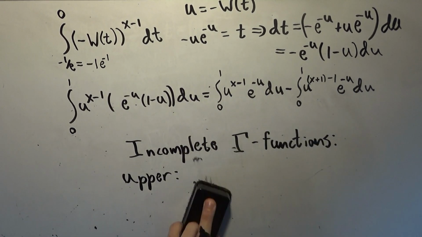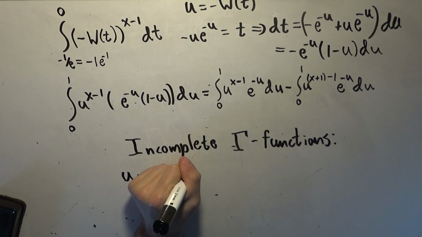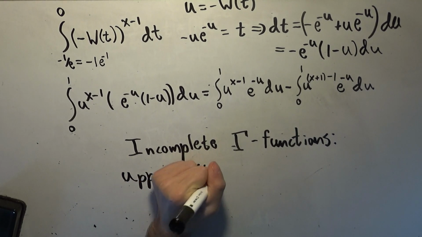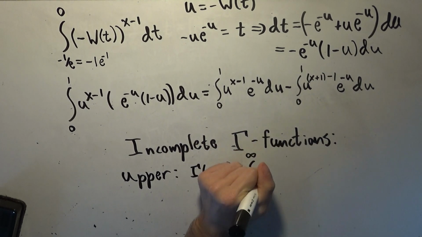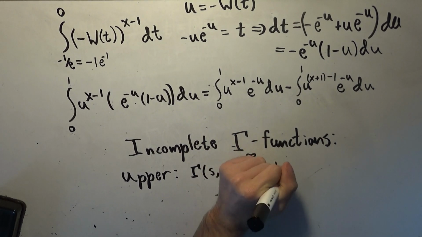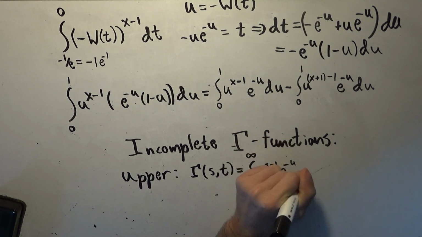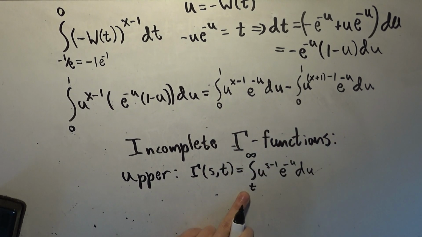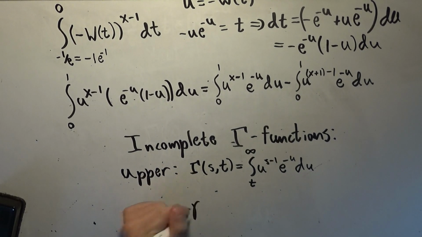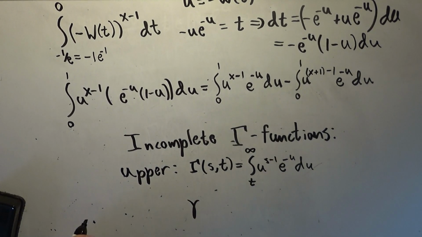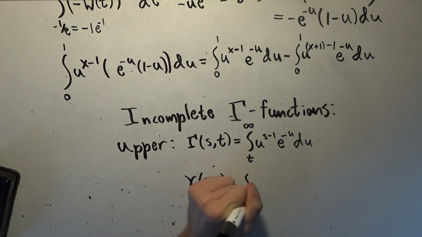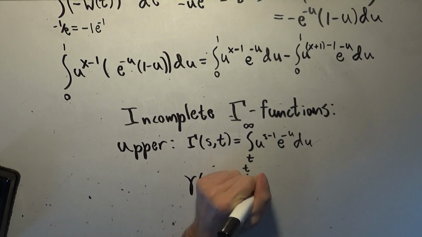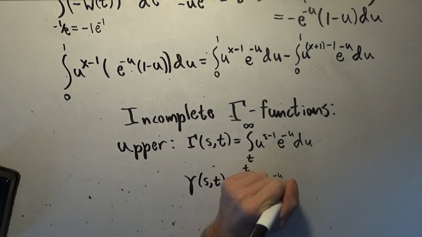There is an upper one, usually denoted like so. So capital gamma of s comma t is the integral from t to infinity of u to the s minus 1 times e to the negative u du, right? So you're starting somewhere that's not 0, and you're going up to infinity. And the lower gamma function is a lowercase gamma, s comma t, has two inputs, is the integral from 0 to t of u to the s minus 1 times e to the negative u du.